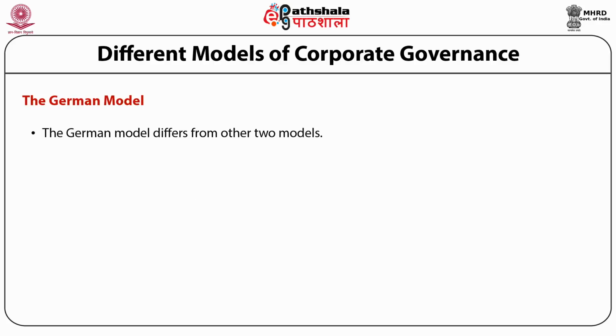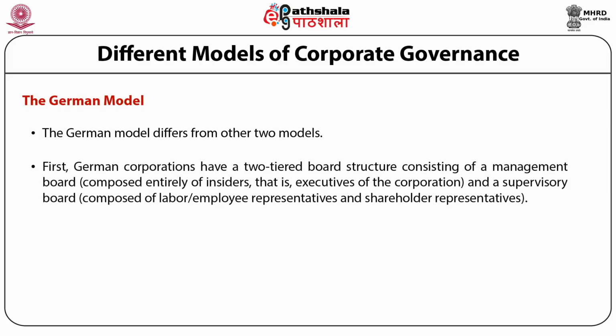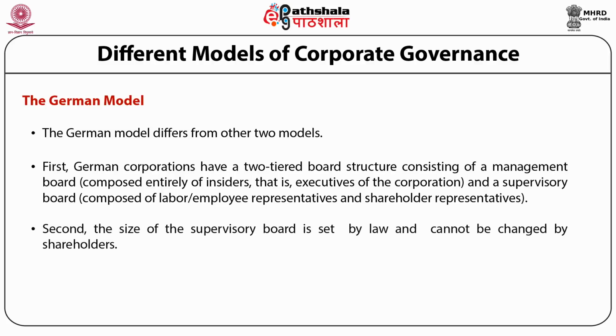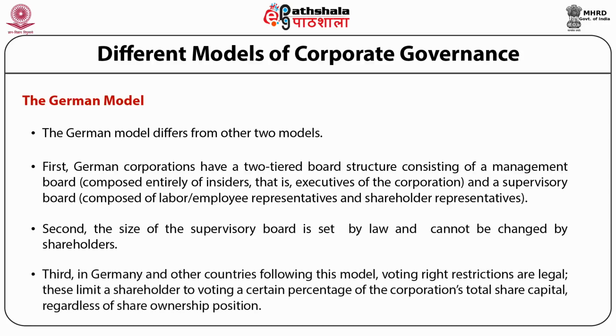The German model differs from the other two models. First, German corporations have a two-tier board structure consisting of a management board composed entirely of insiders, that is, executives of the corporation, and a supervisory board composed of labor, employee representatives, and shareholder representatives. Secondly, the size of the supervisory board is set by law and cannot be changed by shareholders. Third, in Germany and other countries following the model, voting right restrictions are legal. These limit a shareholder to voting a certain percentage of the corporation's total share capital, regardless of shares owned.